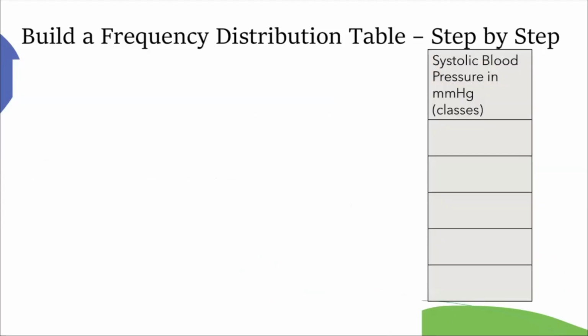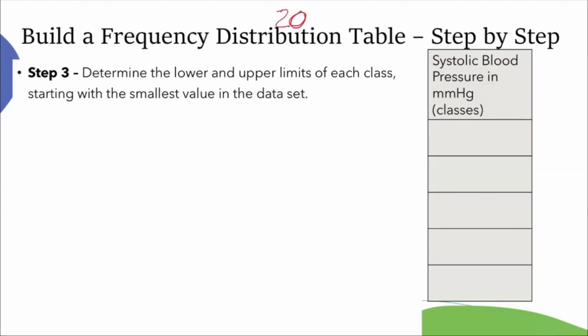Okay, so with your class width established, and we're going to remember that that's 20 here, let's fill out the first column. These are all the classes. Now, this represents systolic blood pressure. So we're going to have a lower limit and an upper limit to each of these classes. And then we usually put a dash in between to indicate that it's an interval of values.